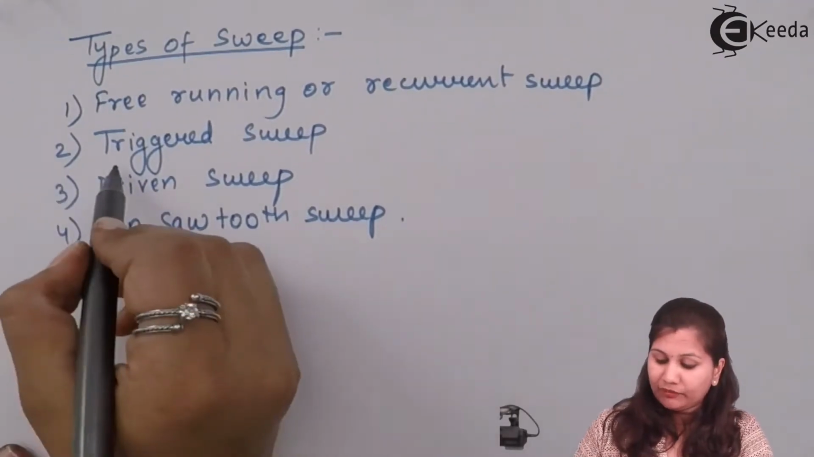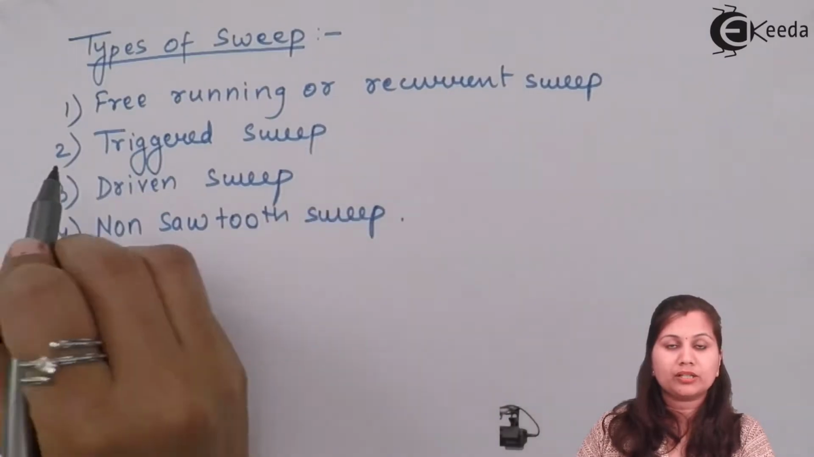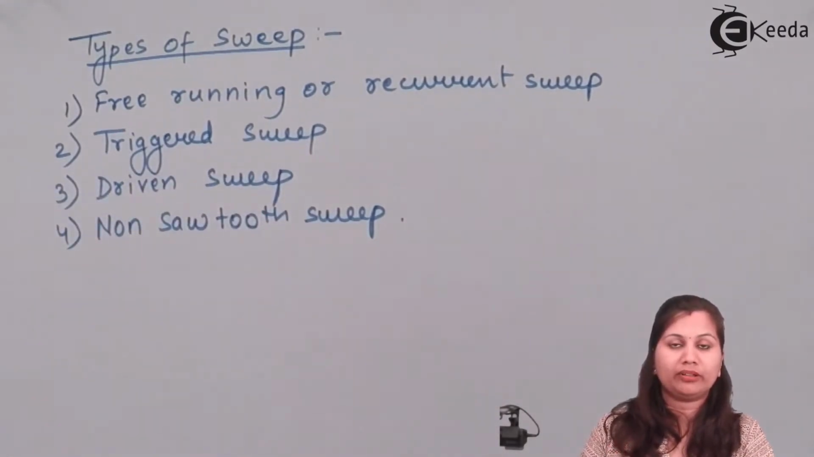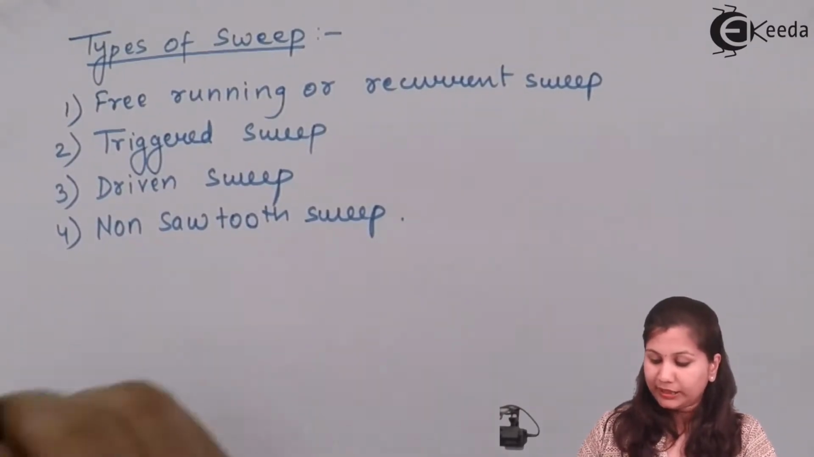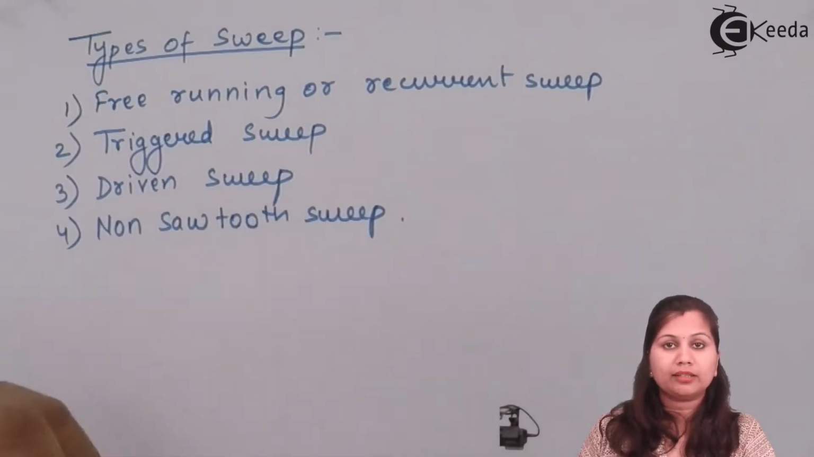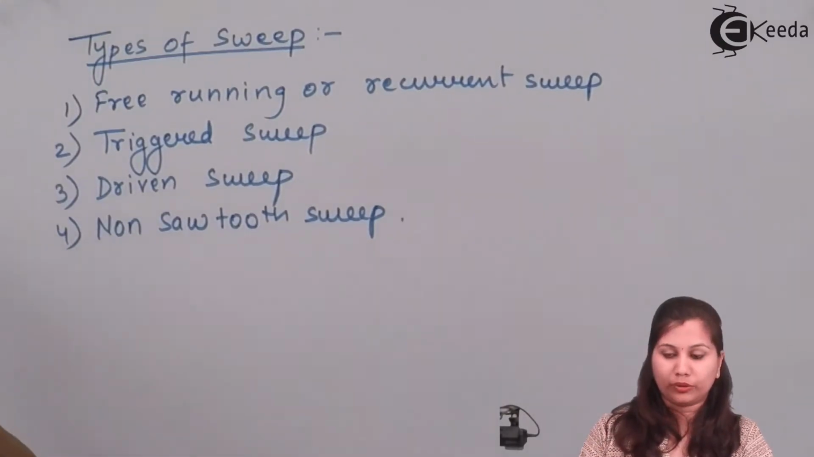Okay, then we are having triggered sweep. In triggered sweep, the sweep will be generated when the sweep generator is triggered by some signal. Okay, then we are having driven sweep. In the driven sweep, the sweep will be generated when the sweep generator is driven by the input signal.